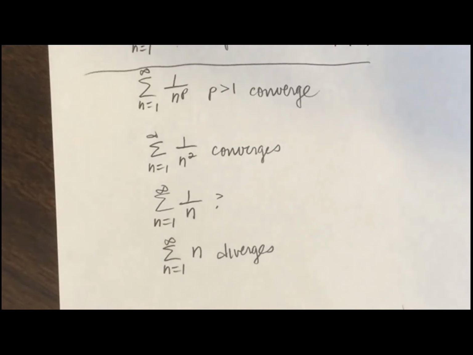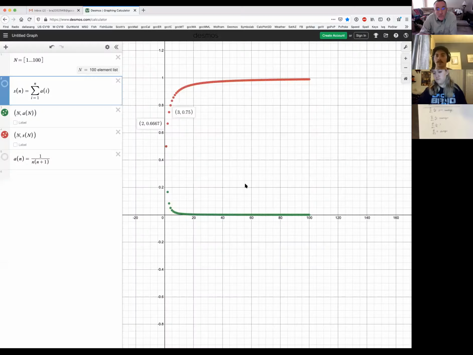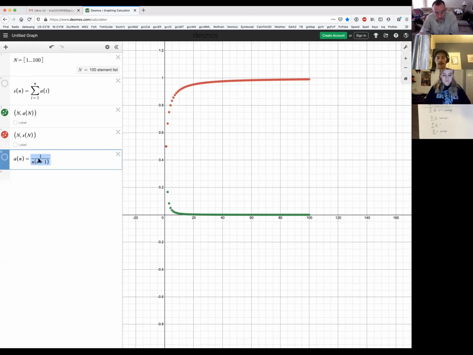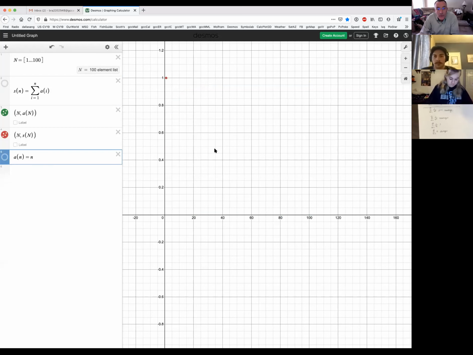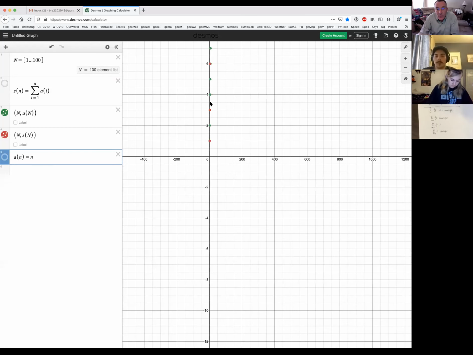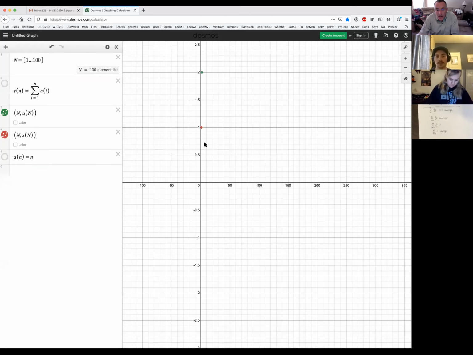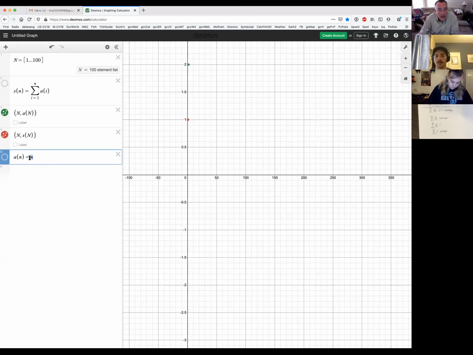I'm starting to run out of time a little bit here, so let's just take a look at them real quick. What do we want to add up? What if we want to add up the terms? Well, then you can see there they go, shooting off to infinity real fast. No chance to converge.